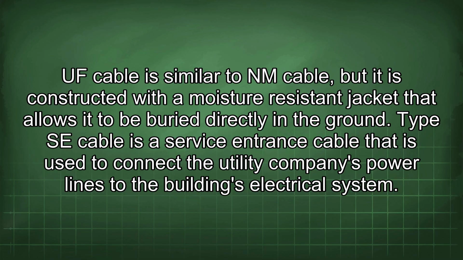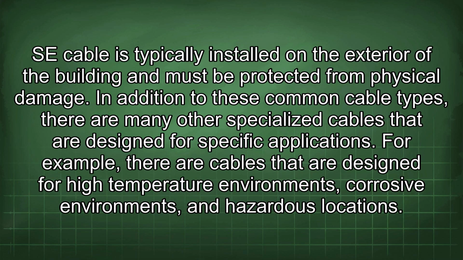Type SC cable is a service entrance cable that is used to connect the utility company's power lines to the building's electrical system. SC cable is typically installed on the exterior of the building and must be protected from physical damage. In addition to these common cable types, there are many other specialized cables that are designed for specific applications.